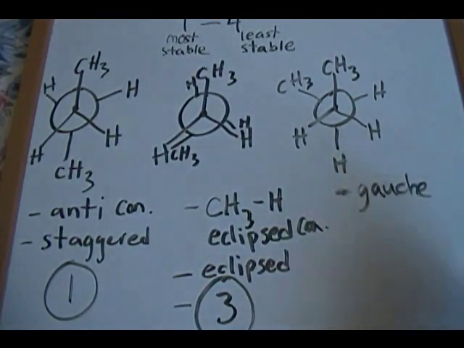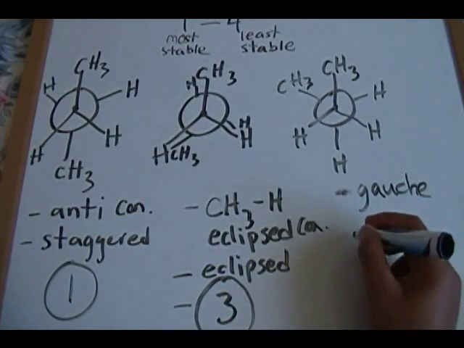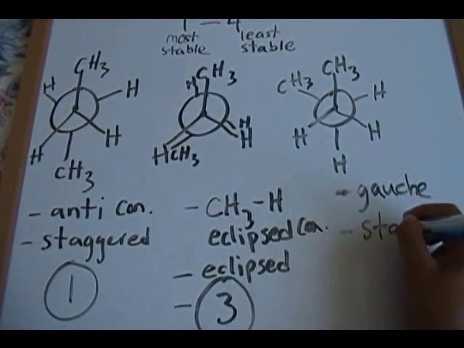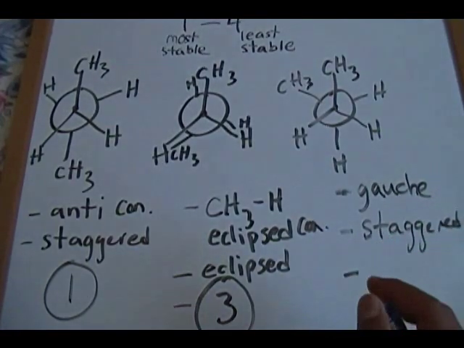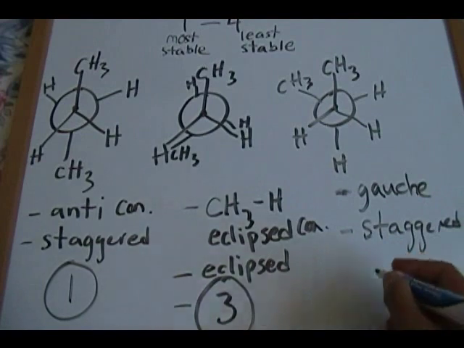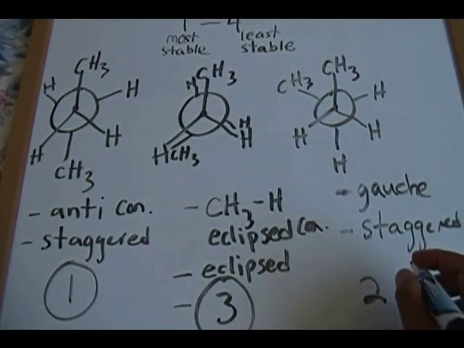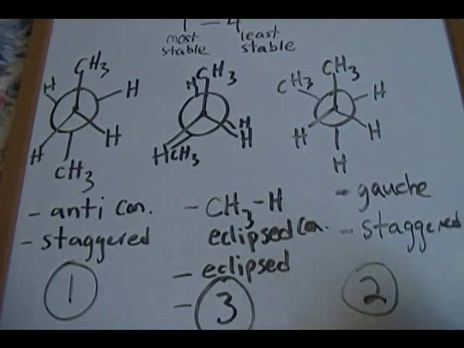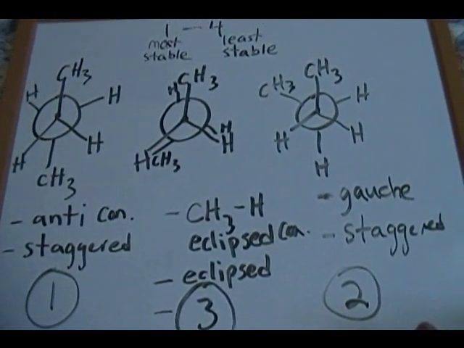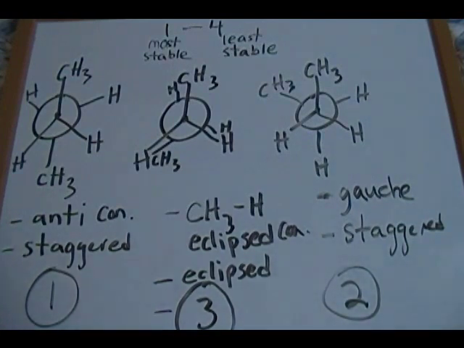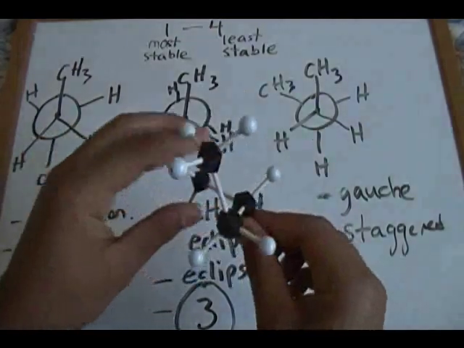Gauche, and this is staggered, and on the scale of 1 through 4, this would be number 2. Excuse me, this is the second most stable. So let me just rotate this a little bit for you guys. So there you go, that's our 3 conformers so far. We have one more left.